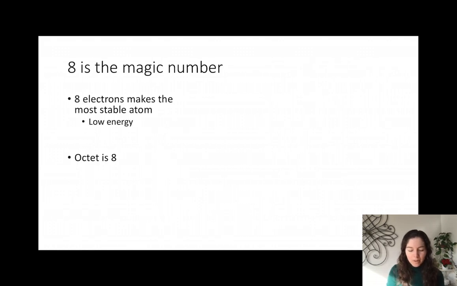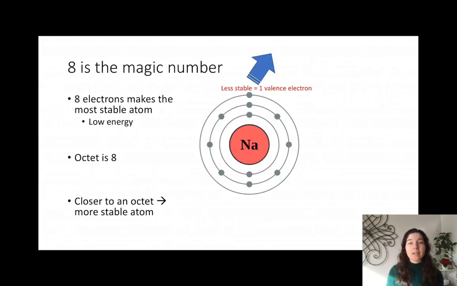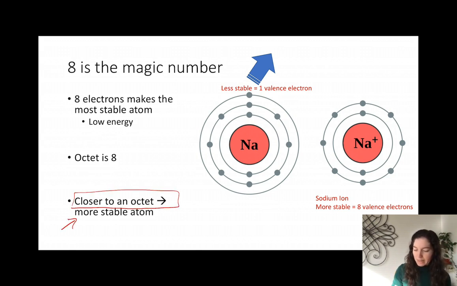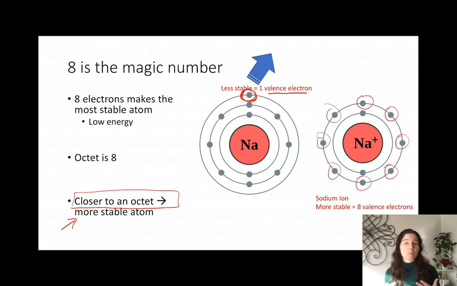Remember, we've already learned about our octets. An octet is a magical number, right? It makes the atoms stable when they have 8 electrons. So the closer to an octet an atom is, the more stable it is. We looked at an example previously of how sodium does this. Sodium has one valence electron, and what it likes to do is get rid of that electron so that it can have 8 valence electrons. When it does this, it becomes more stable.